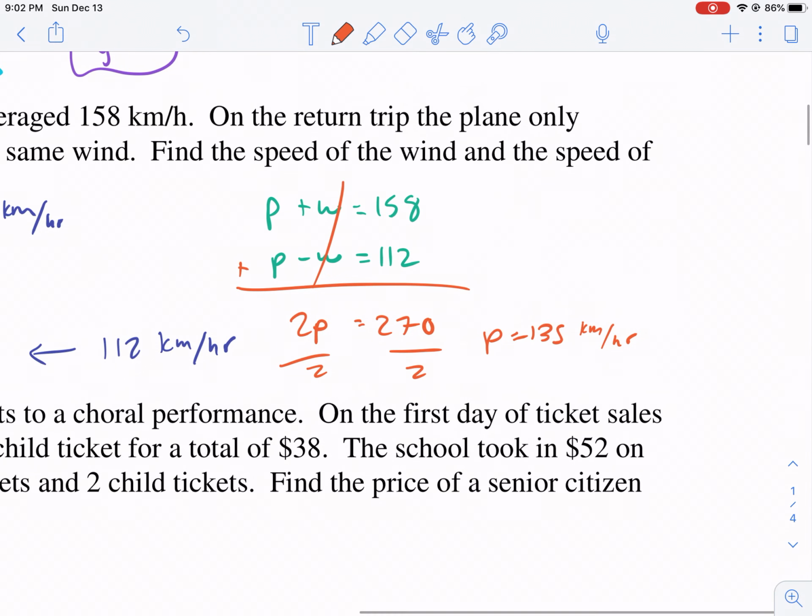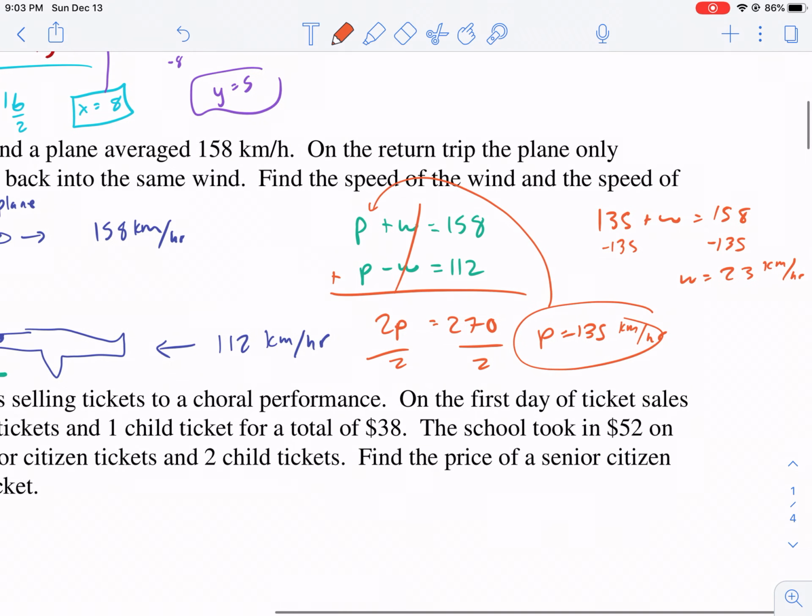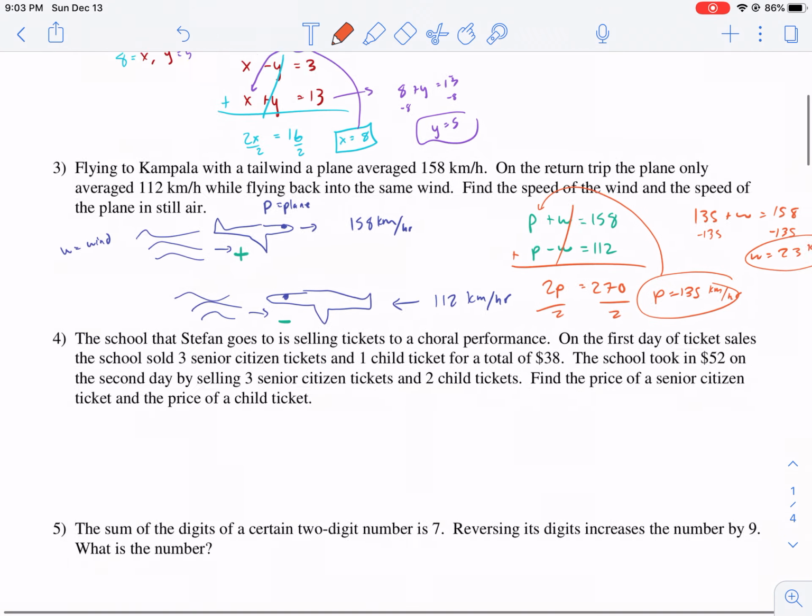Well, how do we do that? We can just input this into our original equation and say 135 plus W equals 158. So then we do the old-fashioned subtraction, and we get that the speed of the wind is 23 kilometers per hour, km per hour. Okay. So then we got that one done.